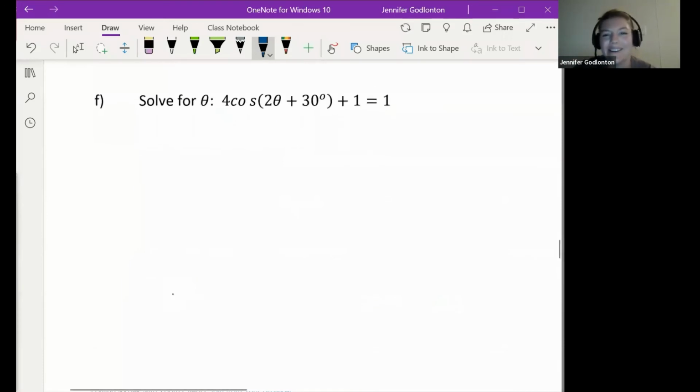Okay, so now what I've done here is I've combined everything into one question. So I want you to think about the first steps. I'm going to try and break it a little bit for you just because it's the first one and tell you that your first goal is to isolate just this. Then we want to go into our calculator, and then we want to figure out what 2 theta plus 30 is.